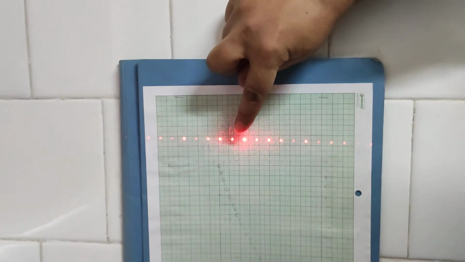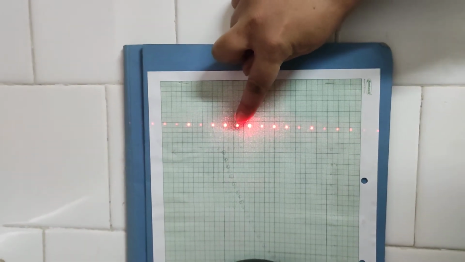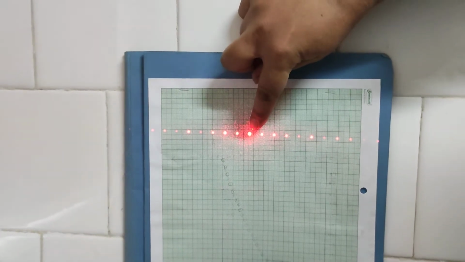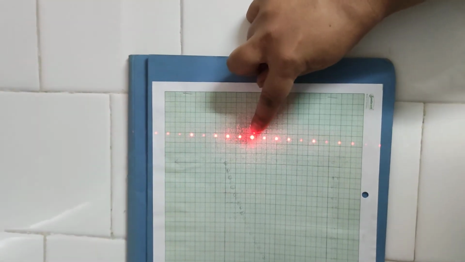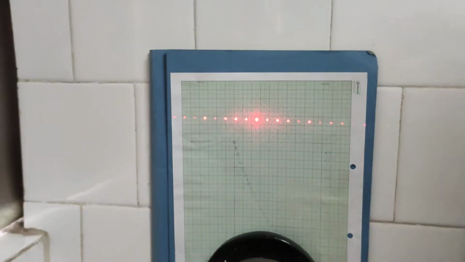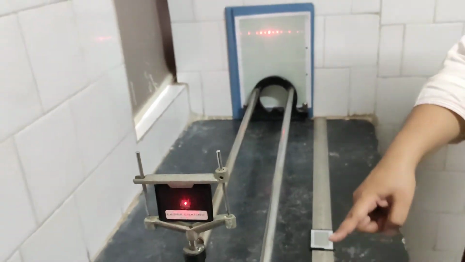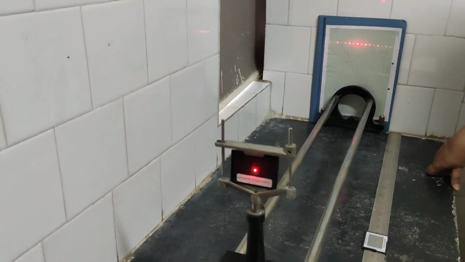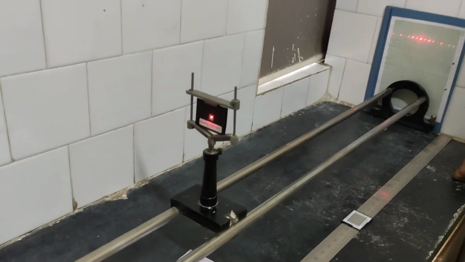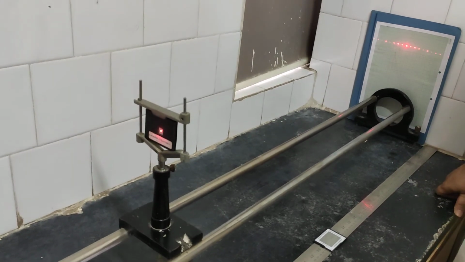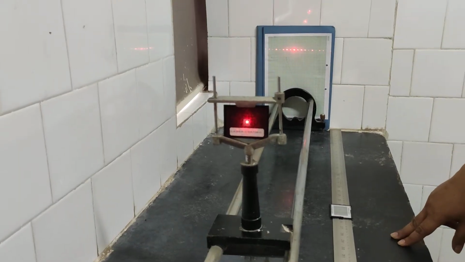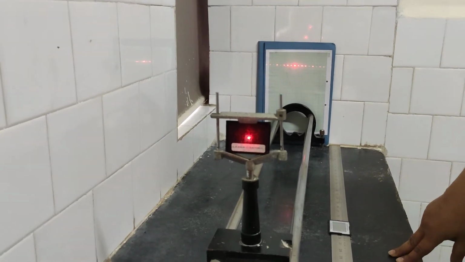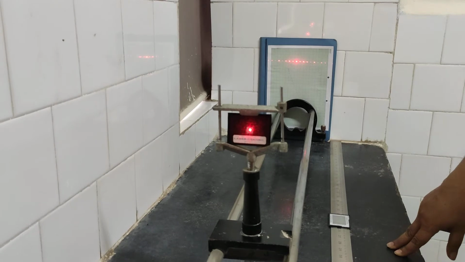So what we are going to do is to determine the distance x, which is the distance of the secondary maximas from the central maxima. Once we know the value of x and also the distance to the grating, we will be able to determine the value of theta, and hence we will be able to determine the wavelength of the laser which is being used. Now, this was all about the first part of the experiment, where we were trying to determine the wavelength of the light emitted by the laser.